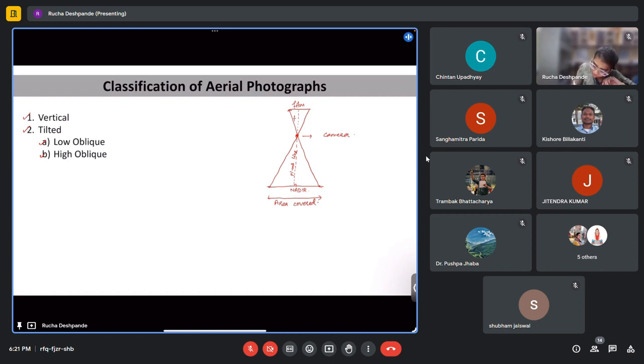This vertical aerial photograph covers a relatively smaller area. The shape of the ground covered would be square or rectangular, and the shape of the image captured would also be the same. In this case, the directions and distances between two points on the ground would be preserved. So the scale of the image would be the same everywhere.